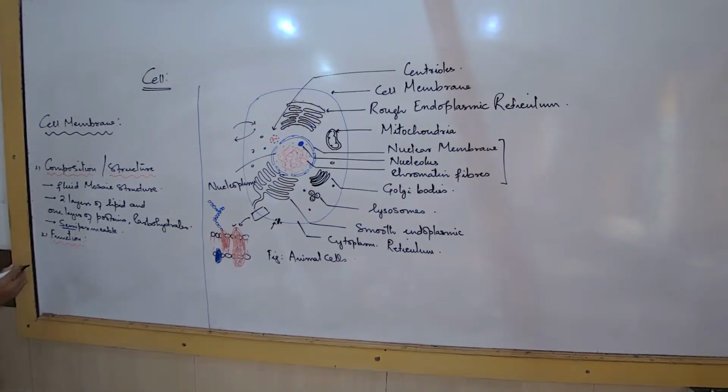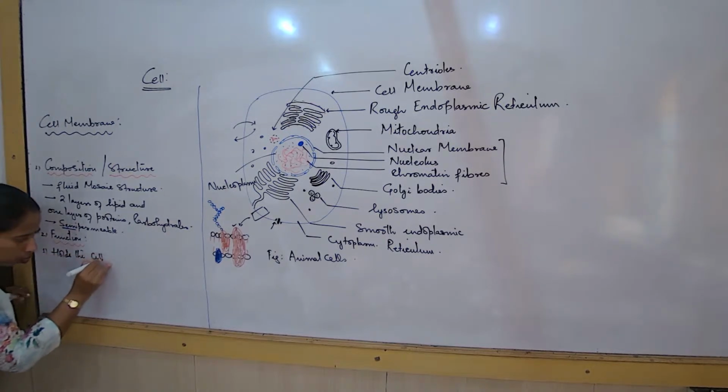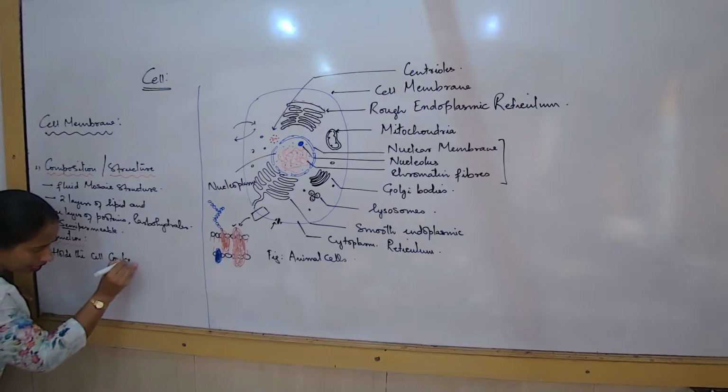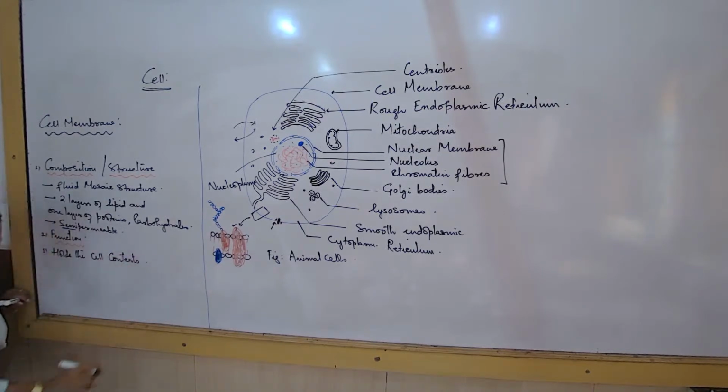What are some of the functions of the plasma membrane to remember? It holds the cell contents. What is the meaning of that? The plasma membrane can very well hold the cell content. Now, how is the cell content? I am talking about the cytoplasm, which is something like a gel.